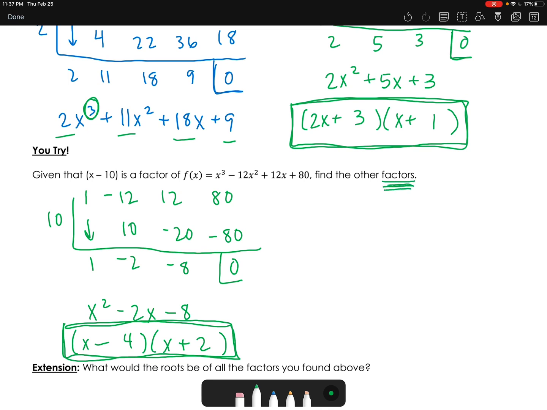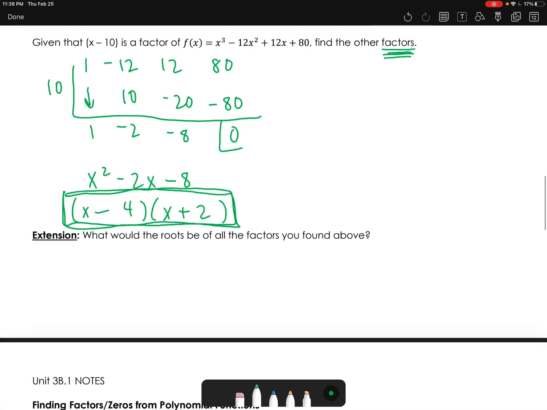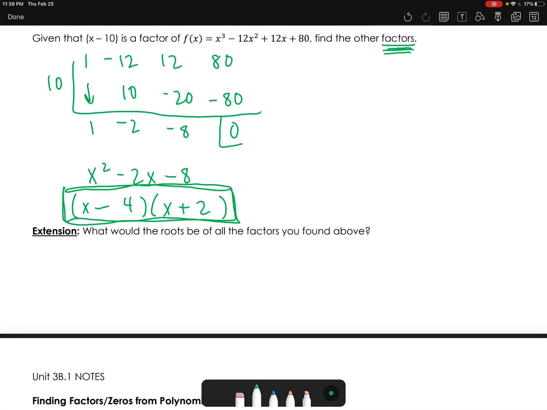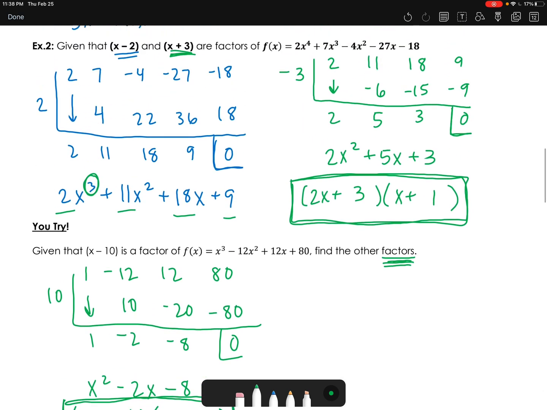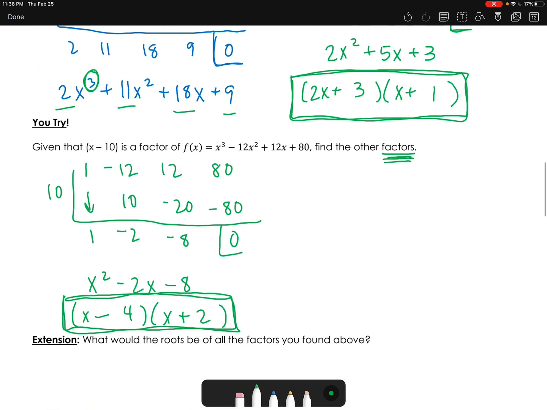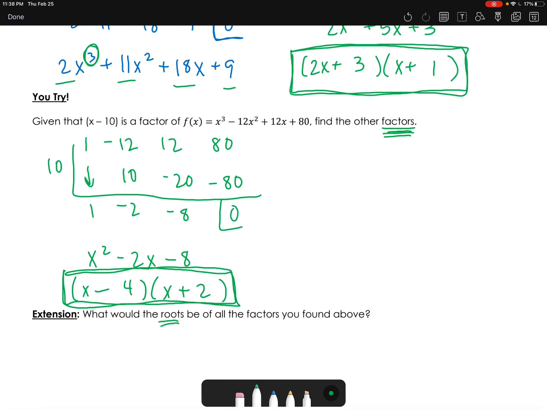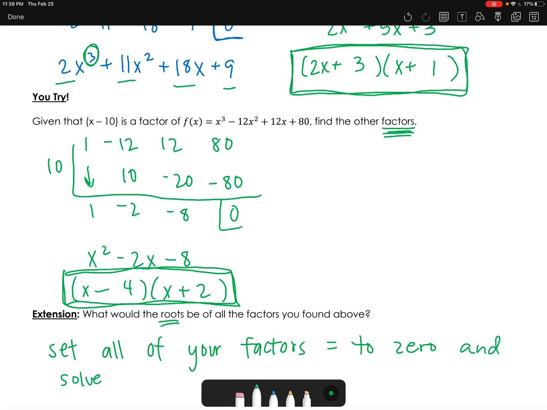If they ask you for the factors, you want to leave them as how they're shown here. This right here is asking you what would the roots be of all of the factors you found above. So if you were to go back to all of your answers here, what would your roots be? And your roots would be setting all of your factors equal to 0, and those would be, once you solve for x, those would be your answers.